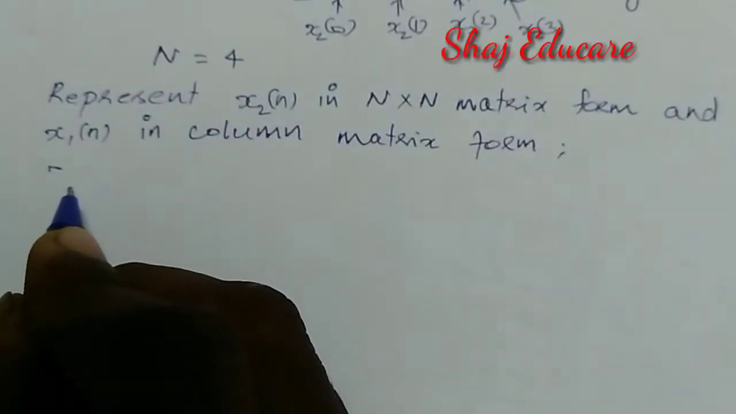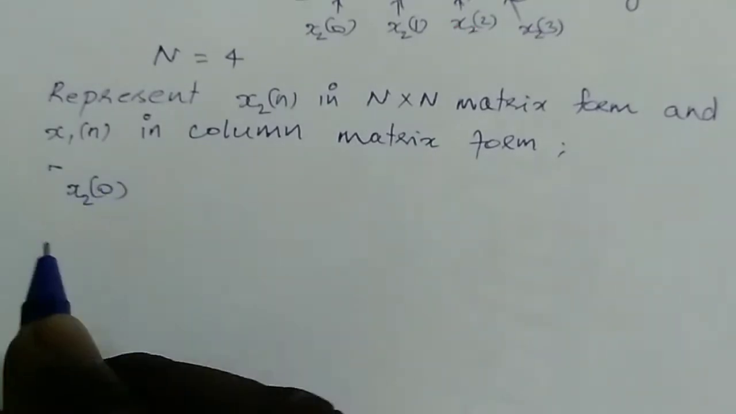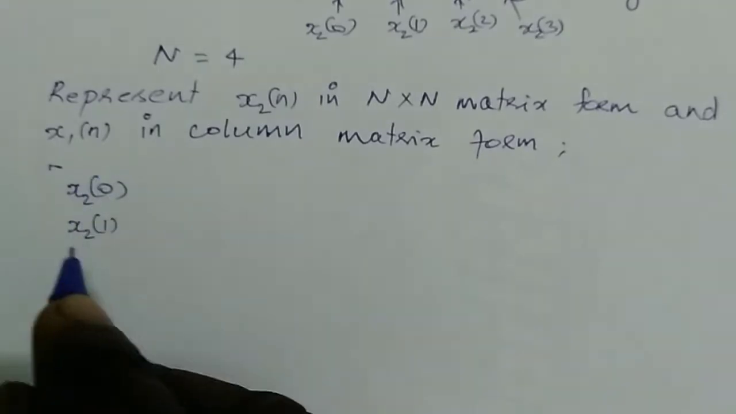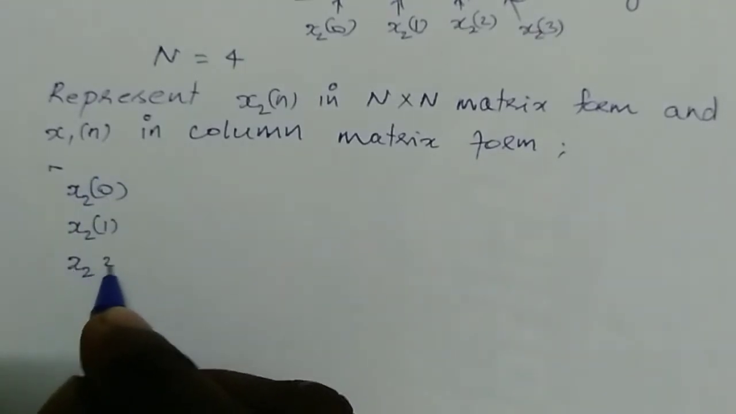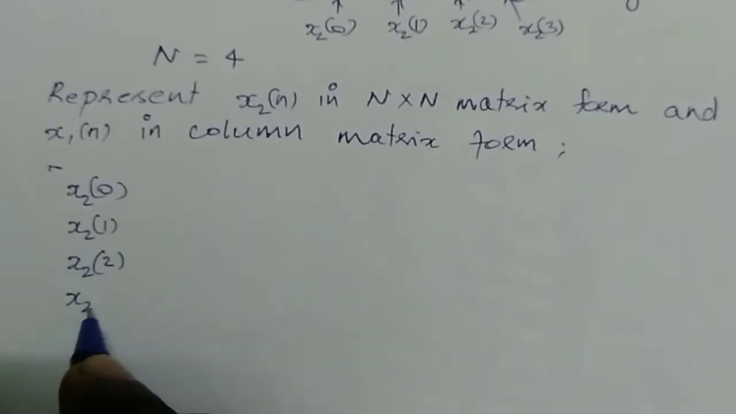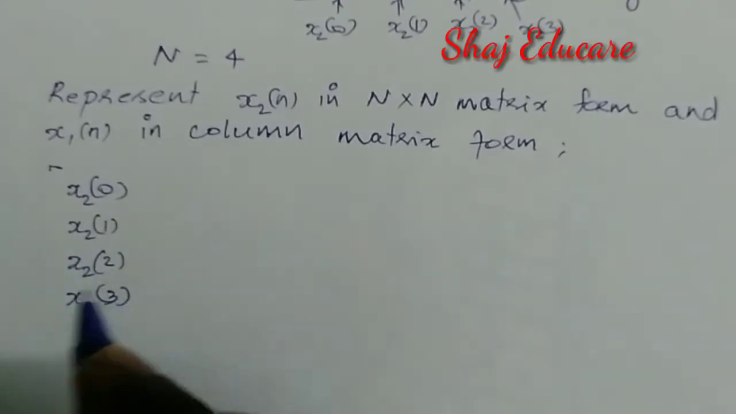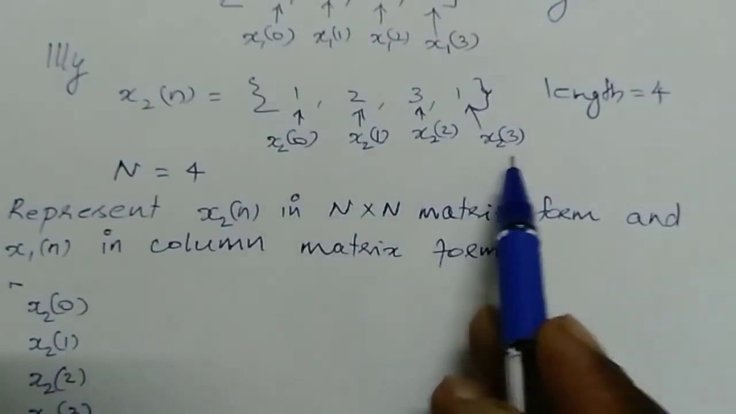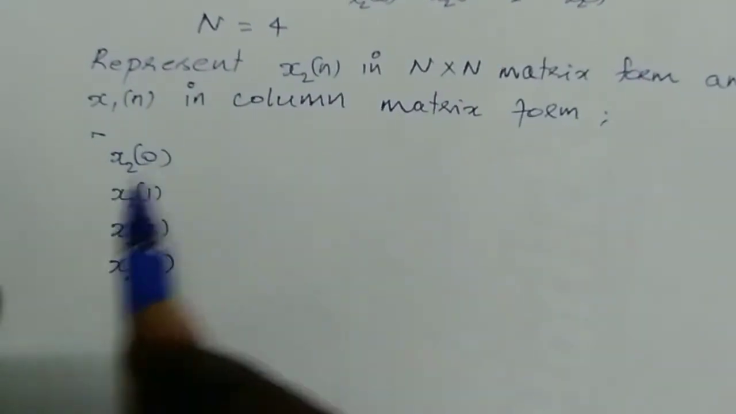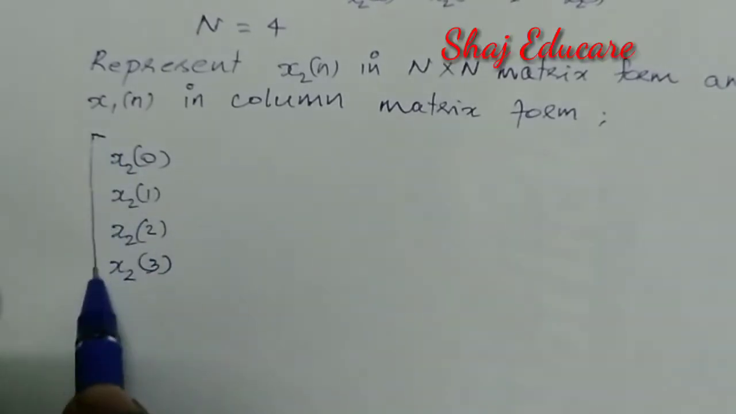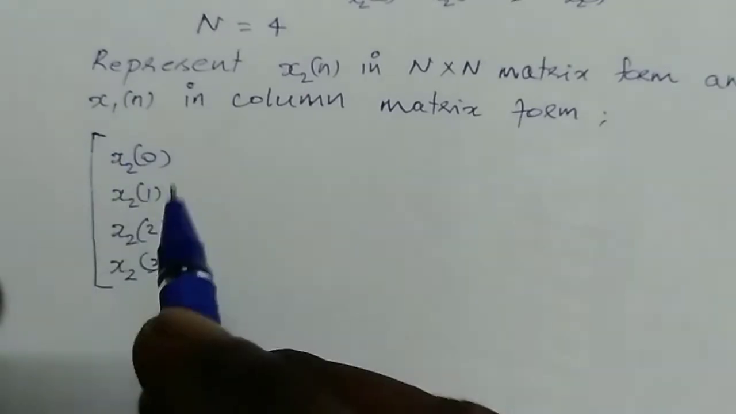Then you have to write x2 of 0, then x2 of 1, x2 of 2, and finally x2 of 3. All elements are here, starting from x2 of 0 up to x2 of 3, only 4 elements. Therefore, the number of rows is 4: 1, 2, 3, and 4.